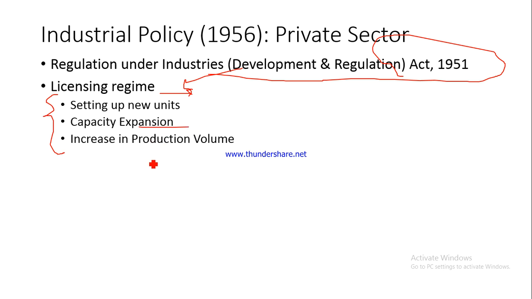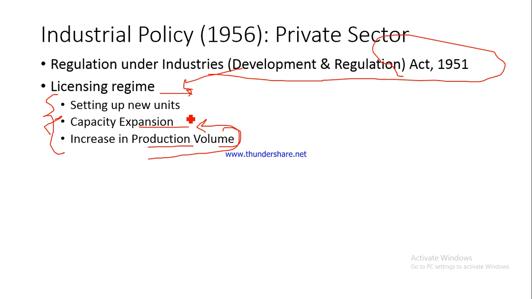Then in case they wanted to increase the production volume, again they had to obtain a license first. They could not have done it on their own without any permission by the government, right? Now what is the difference between capacity expansion and increase in production volume? Capacity expansion is, let us say, earlier I used to have one factory and now I want to add 3 more rooms in that factory. This is an example of capacity expansion. But when I start using these 3 rooms to further increase my production, then this is an increase in production volume. Production volume is basically how much of the capacity you are utilizing.